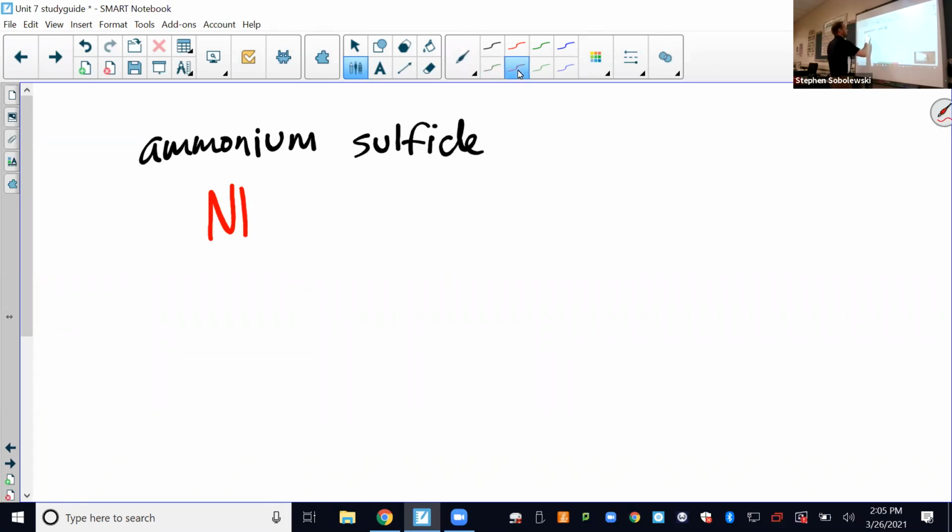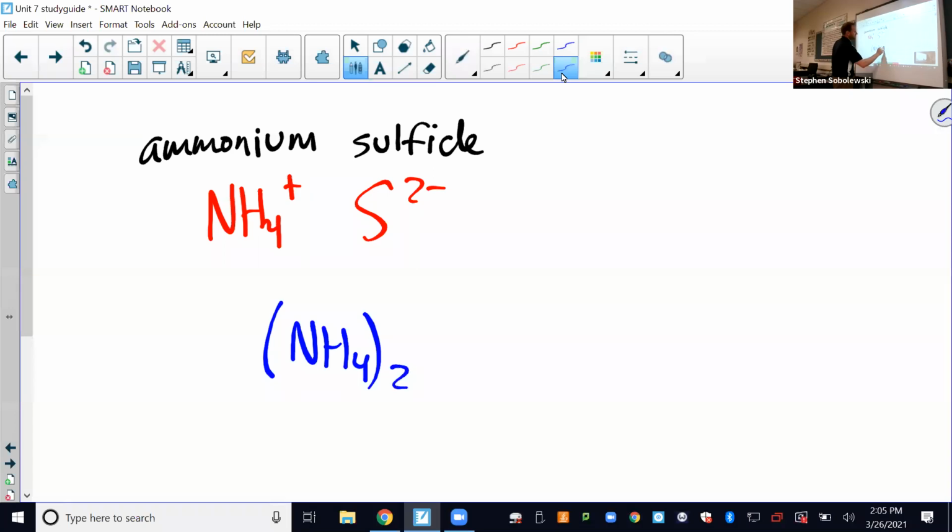Ammonium is NH4 with a charge of plus. Sulfide, not to be confused with sulfate or sulfite. Sulfide is here. It's regular old S with a charge of 2 minus. So notice we're going to need 2 of these ammoniums and 1 sulfide, giving us the formula, parentheses, NH4, close parentheses 2S.